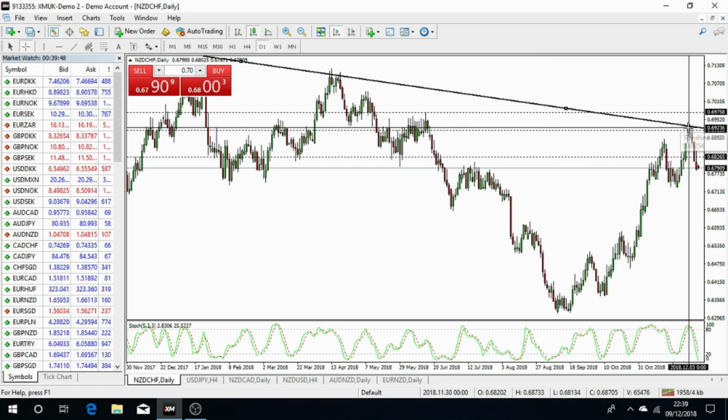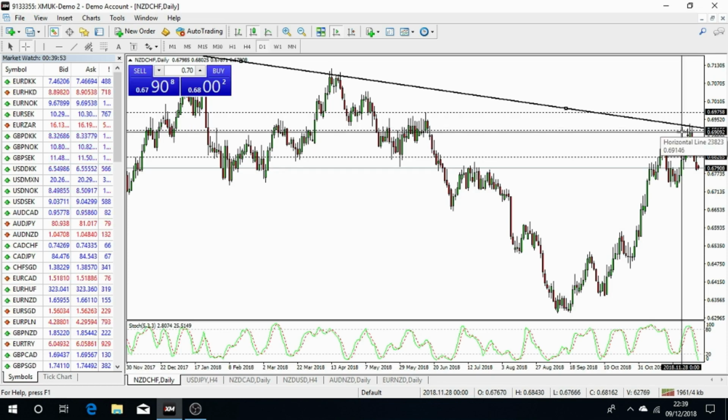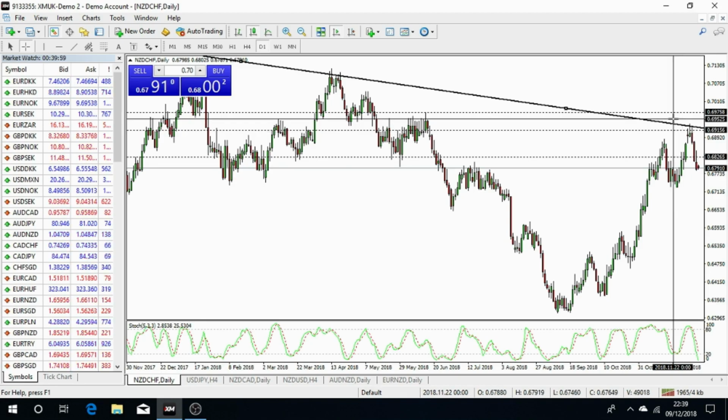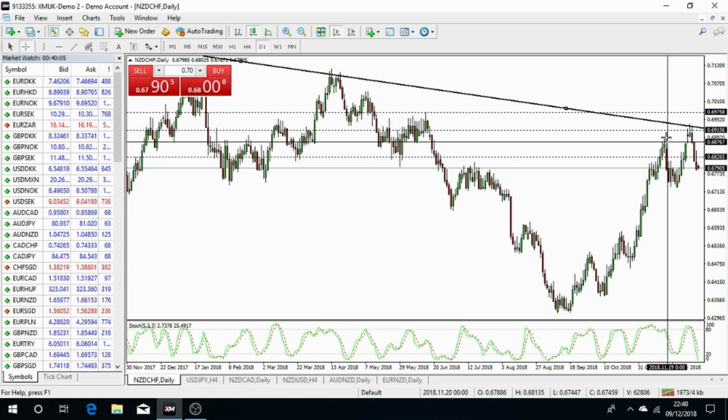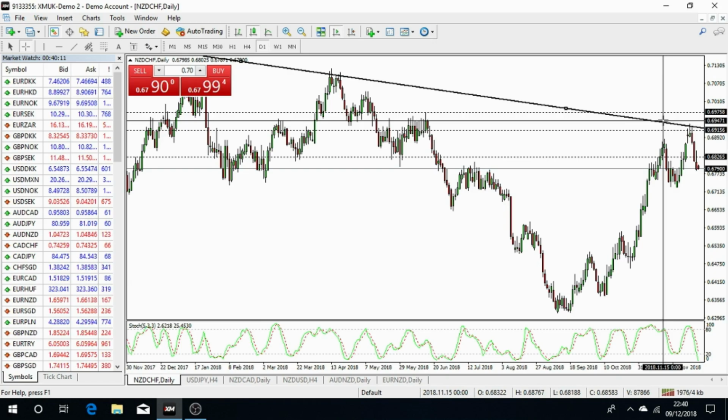Now this trade was for a bit less than a 1-to-1.5 risk reward ratio, and I had my entry set at 0.6915 with my take profit set at 0.6826 and my stop loss set at 0.6975. Now this trade did hit take profit.